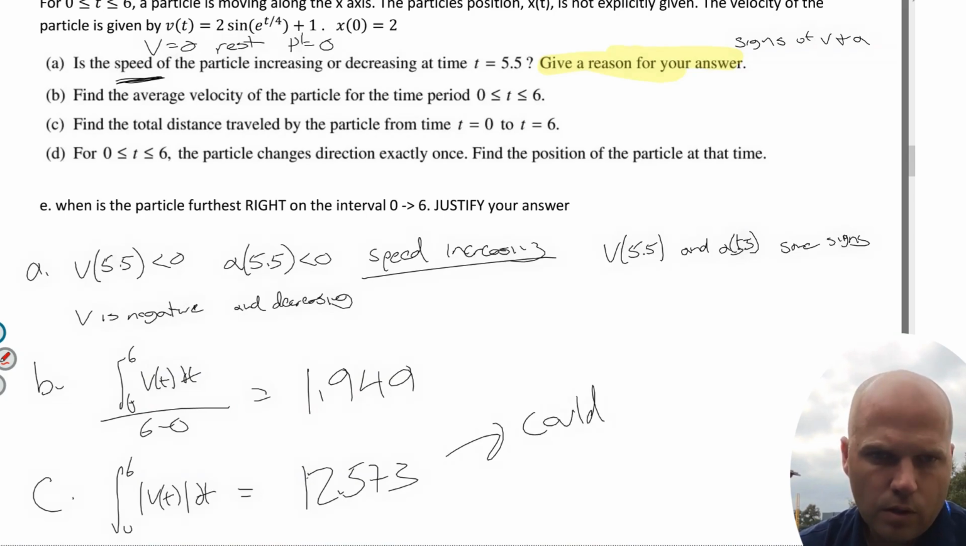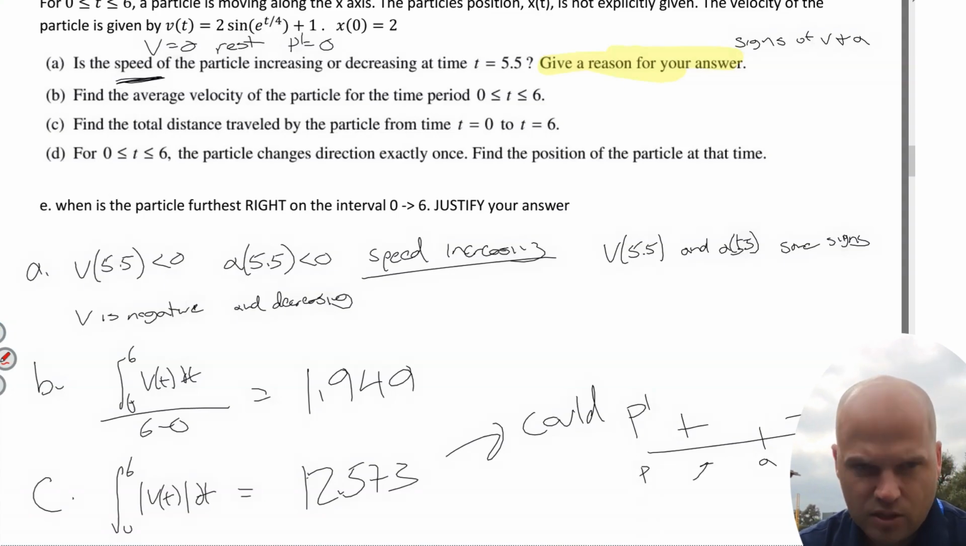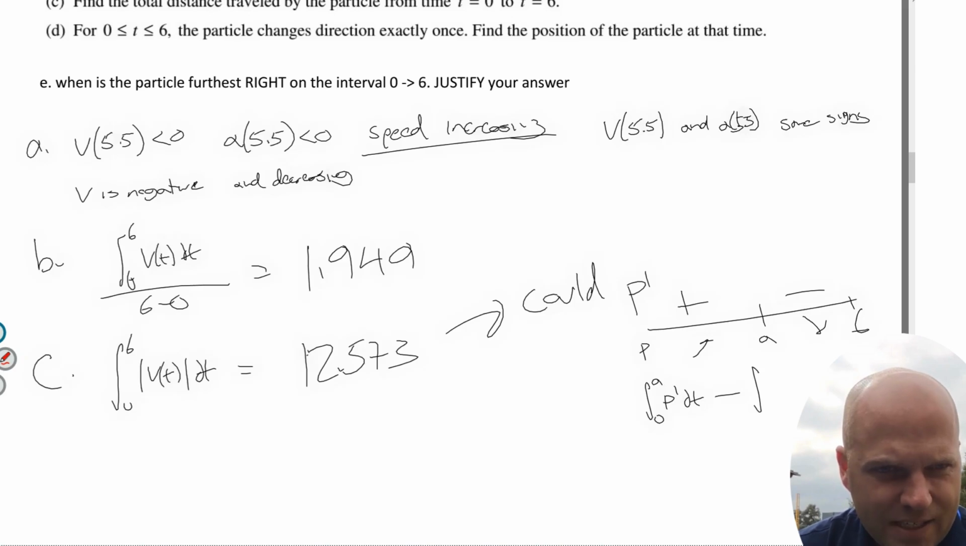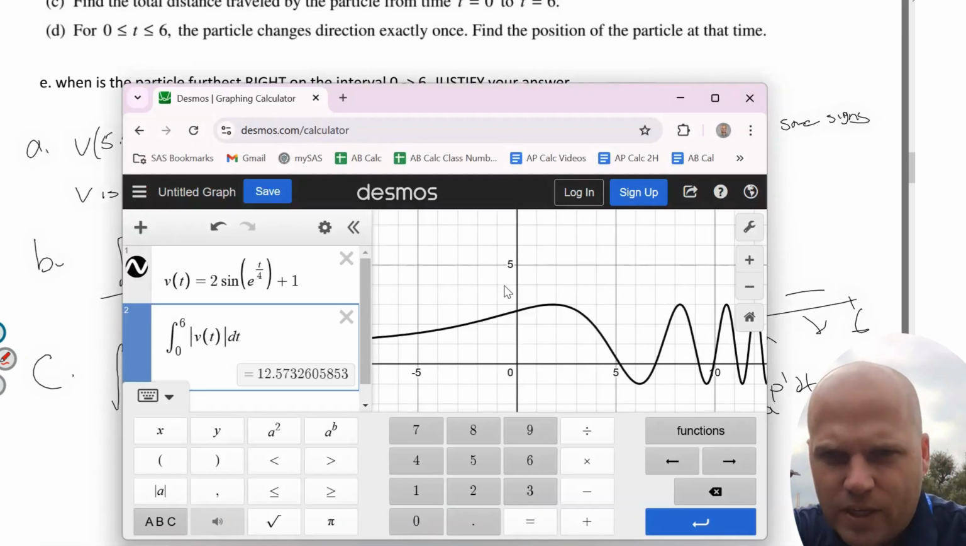You could do your derivative analysis: positive until A, it's negative from A to 6. You could know that your position increases and decreases. You could say, well, my accumulation from 0 to A of P prime, I will keep positive, and then I will subtract my negative accumulation from A to 6 of P prime, or V, and you will get that same value.